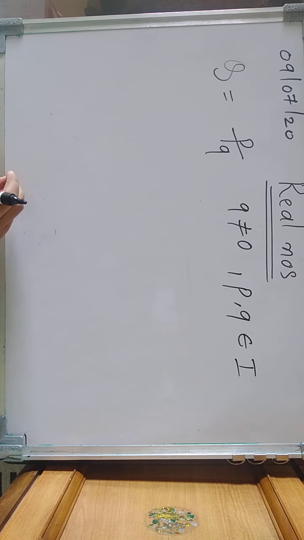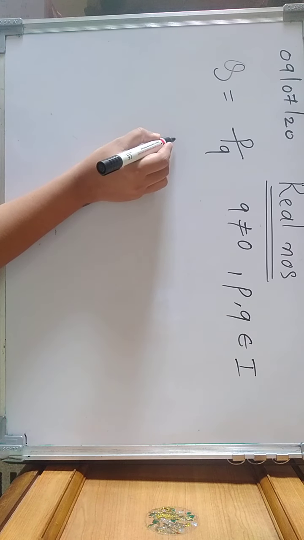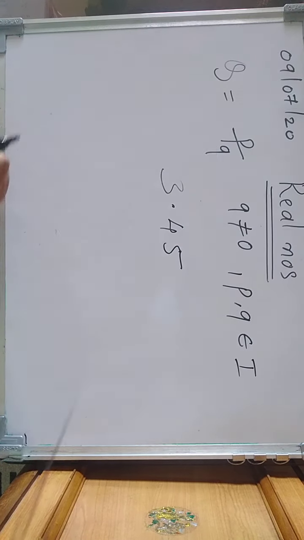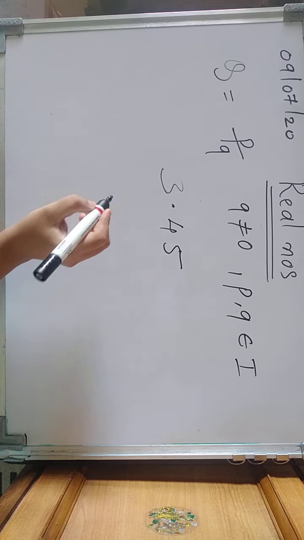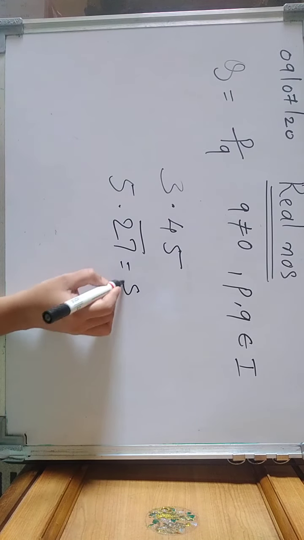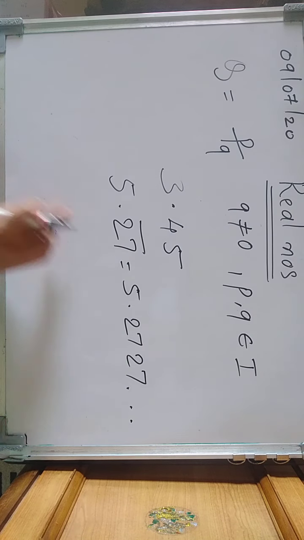When you solve fractions, as we have done in 8th standard, and get them in decimal form, the decimal forms sometimes turn out to be terminating. For example, 3.45. This is a terminating decimal number. Otherwise, sometimes the decimal number comes out to be non-terminating recurring. For example, 5 upon 27 looks like 5.2727 and so on. This is a non-terminating recurring number.